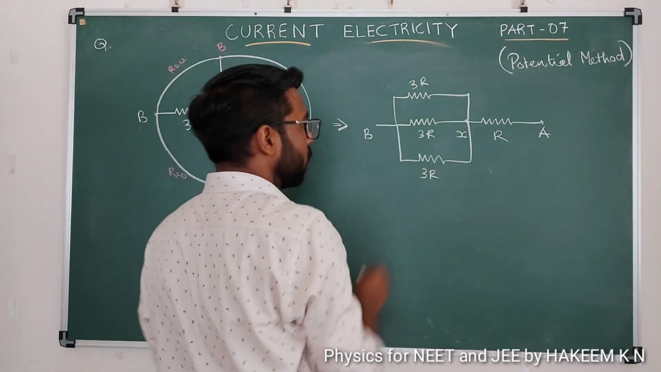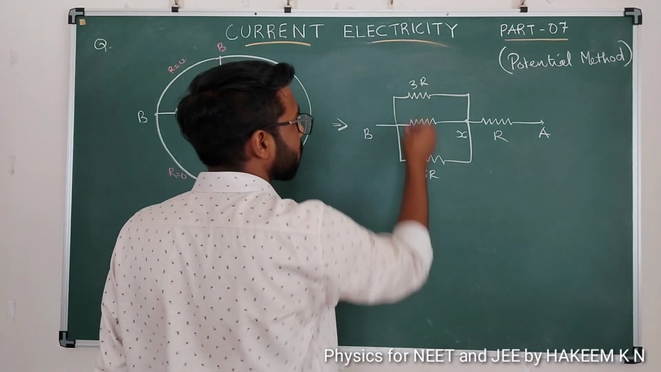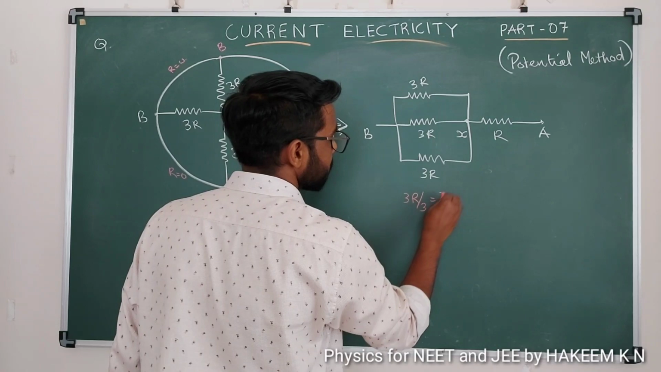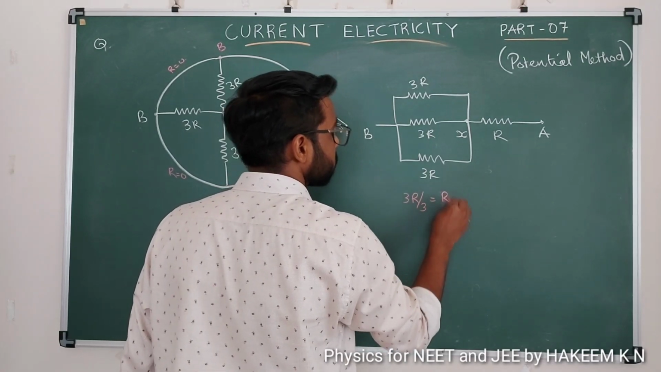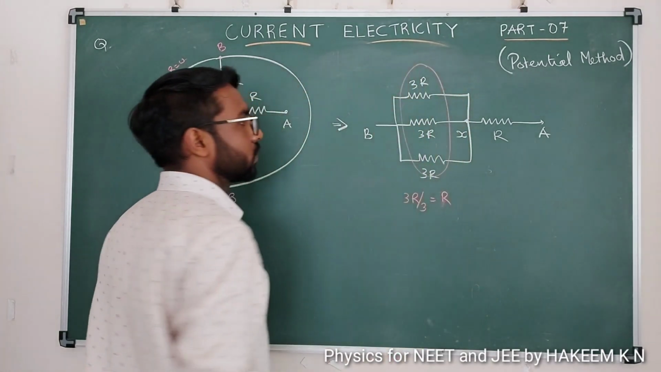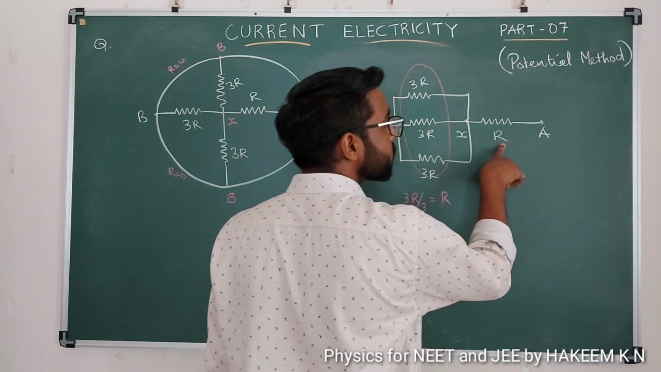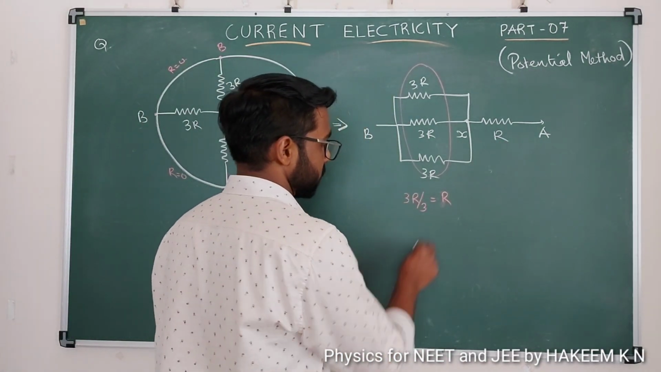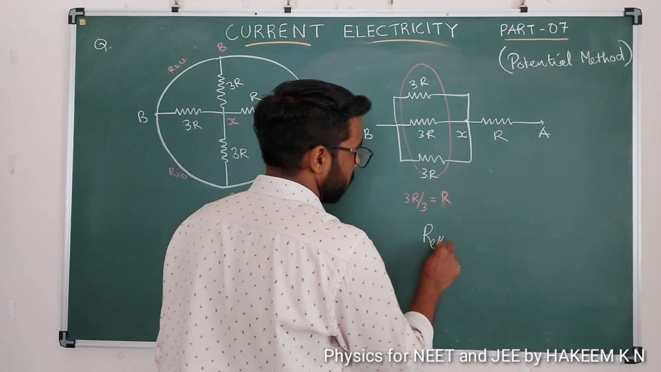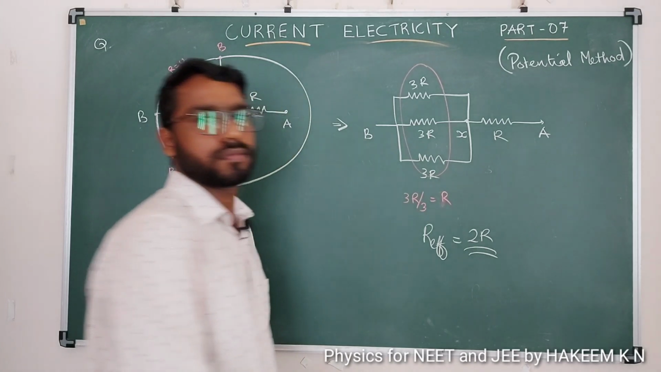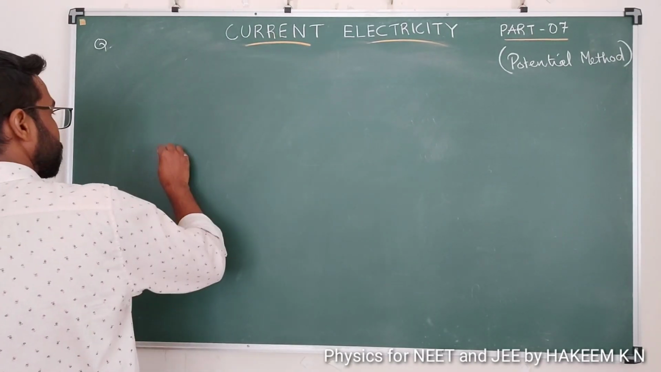So how many 3Rs are parallel here? Three 3Rs are parallel. So here we will get 3R by 3. This is R. That R is in series with R. So we will get effective resistance R effective equal to R plus R, 2R. Okay, next question.